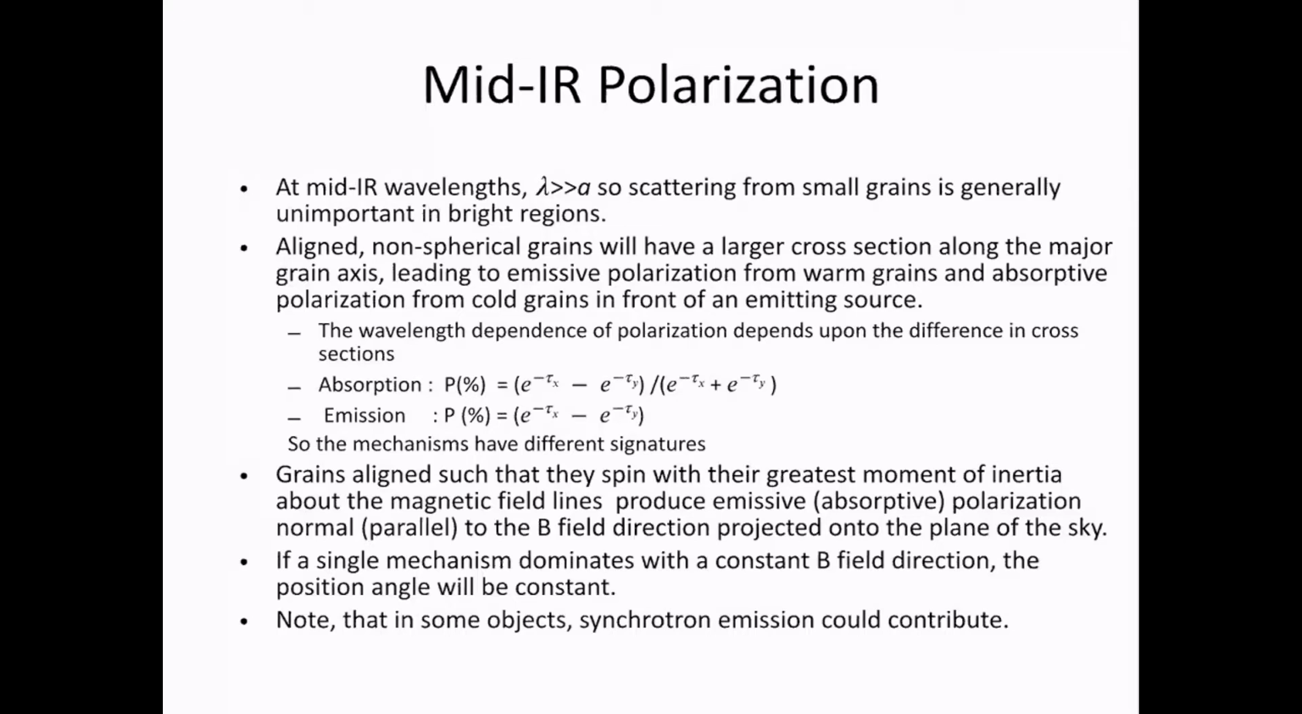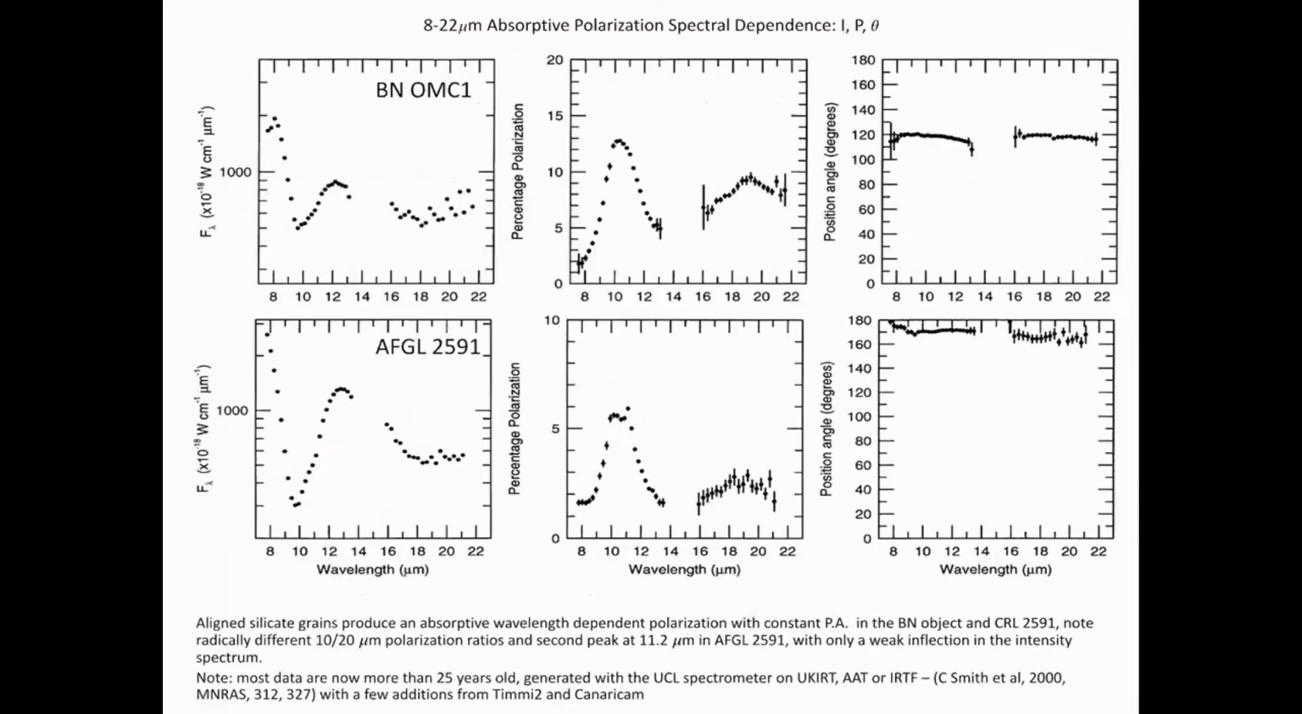If the grains are aligned to the magnetic fields, then we can infer the direction of the magnetic field projected onto the plane of the sky by measuring mid-infrared polarization. In those cases where a single mechanism dominates, either emissive or absorptive polarization, we'd expect to see a constant position angle if the magnetic field direction is also constant. Now, most of the polarization measurements that are available at mid-infrared wavelengths are more than 20 years old.